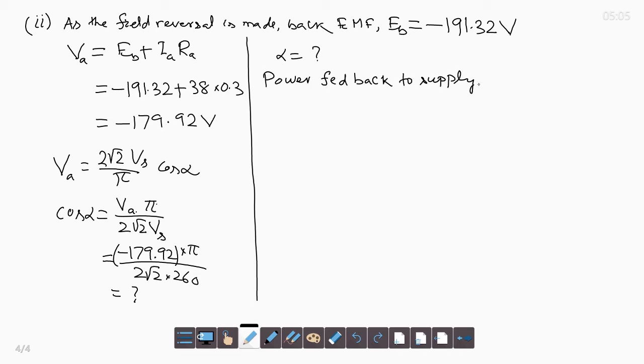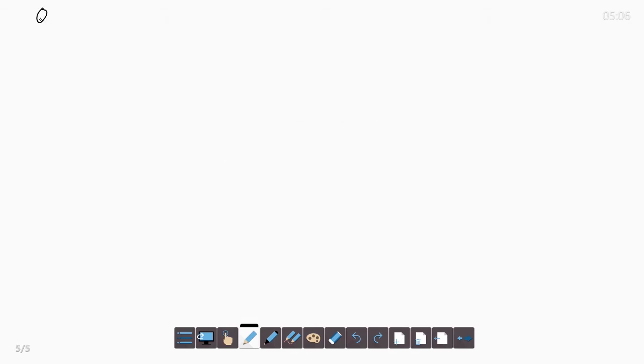Power feedback to the supply equals to magnitude of the VA into IA. Magnitude of the VA is 179.92 and IA is 38 ampere. So, you can compute, it is 6837 watt. So, this is the solution to numerical 1. We will solve the second numerical.